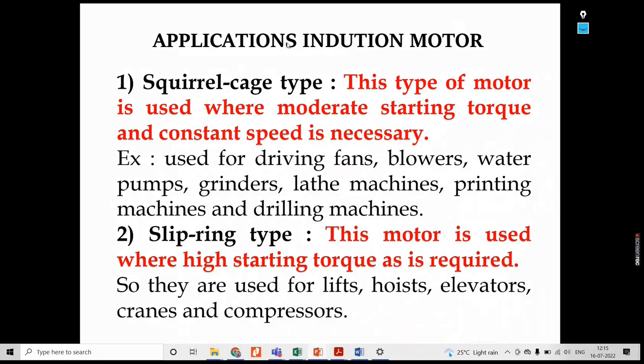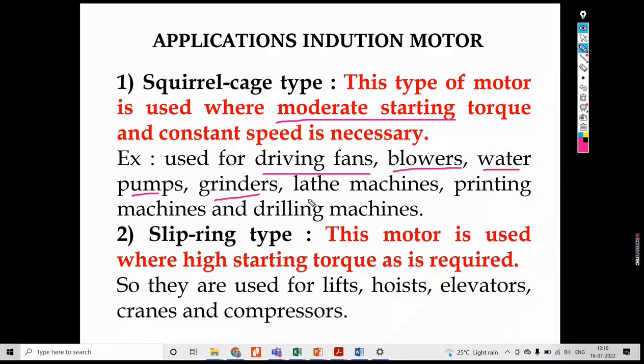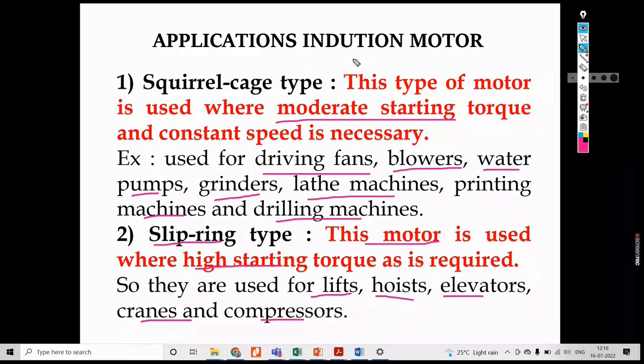Okay, then the application of the slip ring and the squirrel cage induction motor. Squirrel cage motors are used for moderate starting torque, especially for driving fans, blowers, water pump sets, grinders, lathe machines, printing machines, drilling machines. The slip ring machines are most commonly used for high starting torque in case of lifts, hoists, elevators, cranes, then compressors. These are the applications of the three-phase induction motor based on the types, that is the squirrel cage and the slip ring.